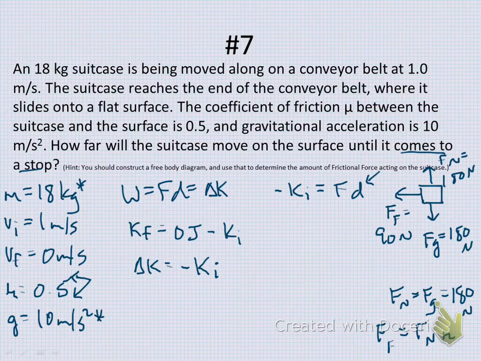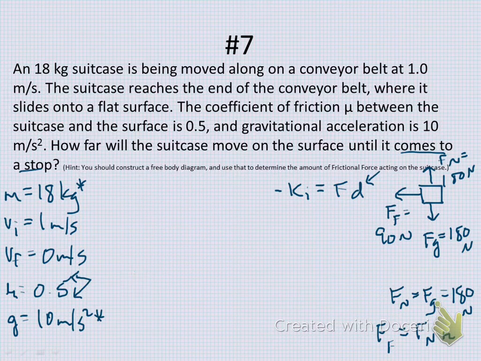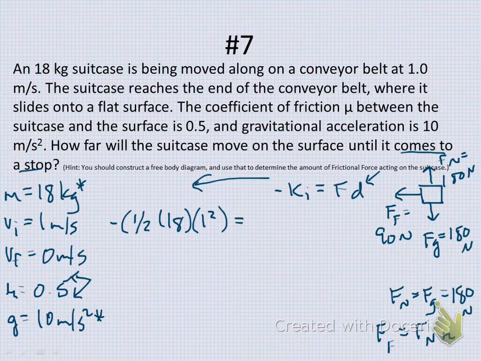So now we have everything that we need, because for Ki, I'm just going to erase this to make a little bit more room for myself. Okay, and so now I'm going to move this over here, and I'm going to say we've got negative 1/2 of our mass, I'm expanding the formula, which is 18 kilograms, times the initial velocity squared, which is 1 squared, is going to be equal to our 90 newtons times the displacement.